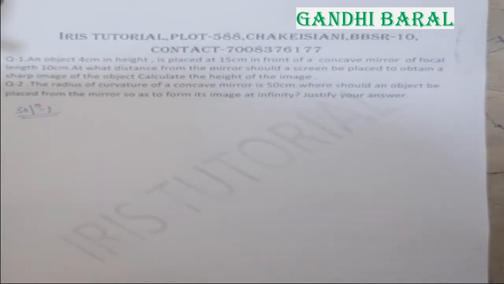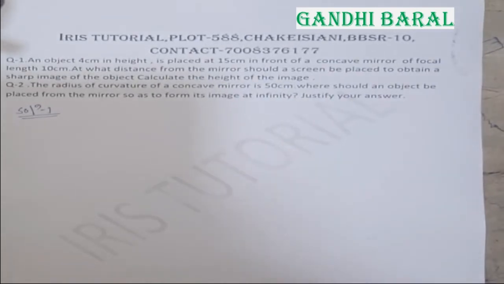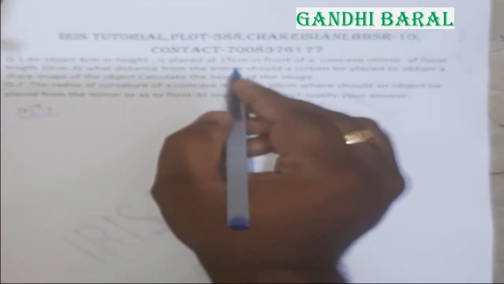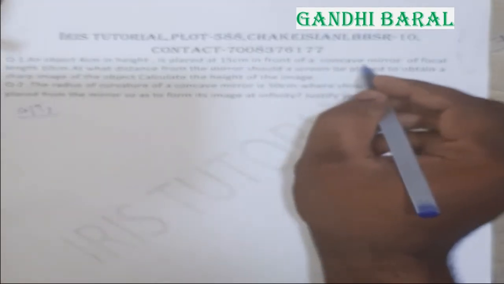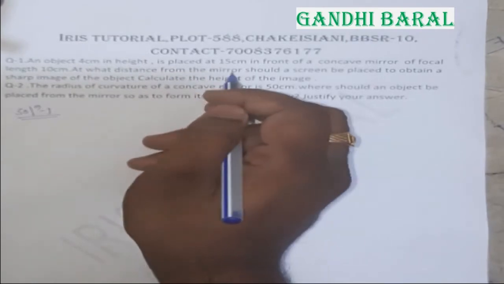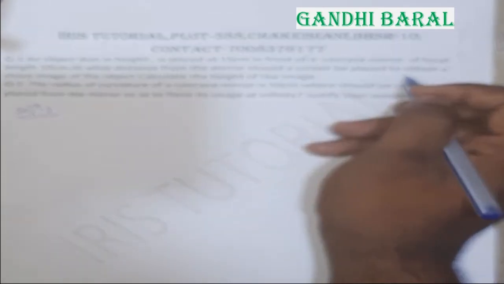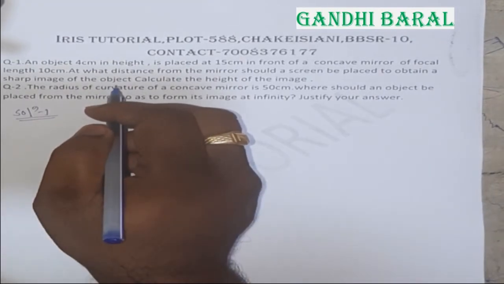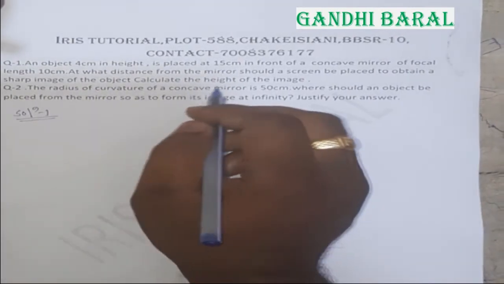Let's start. An object 4 cm in height is placed 15 cm in front of a concave mirror of focal length 10 cm. At what distance from the mirror should a screen be placed to obtain a sharp image of the object? Calculate the height of the image.